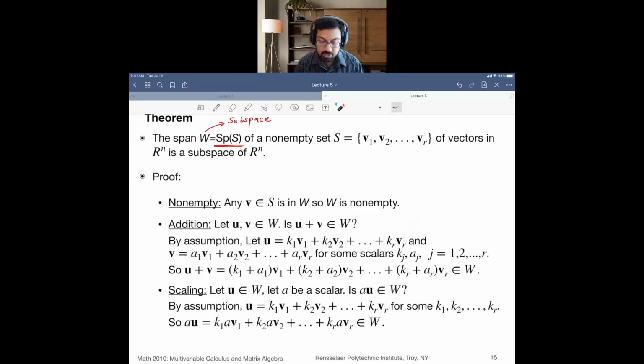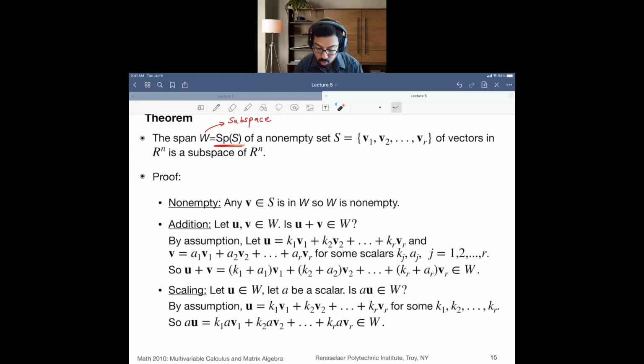And similarly, I can assume V. But I'm not going to use the same scalars K1, K2. I'll just use some other scalars A1, A2, and so on. So I have A1 V1 plus A2 V2, some other linear combination of the same vectors V1 through Vr, is my V. So I have U belongs to W, V belongs to W, for some scalars Kj and Aj, where j is 1 through r.